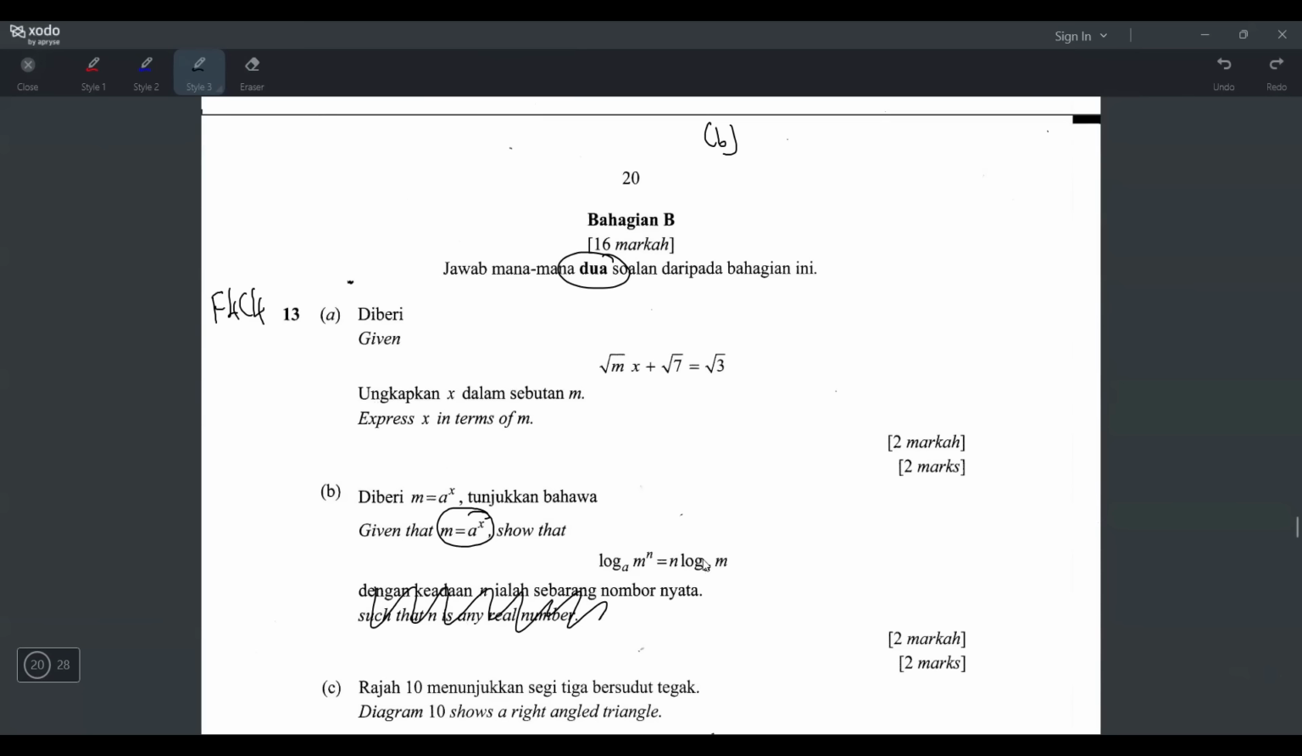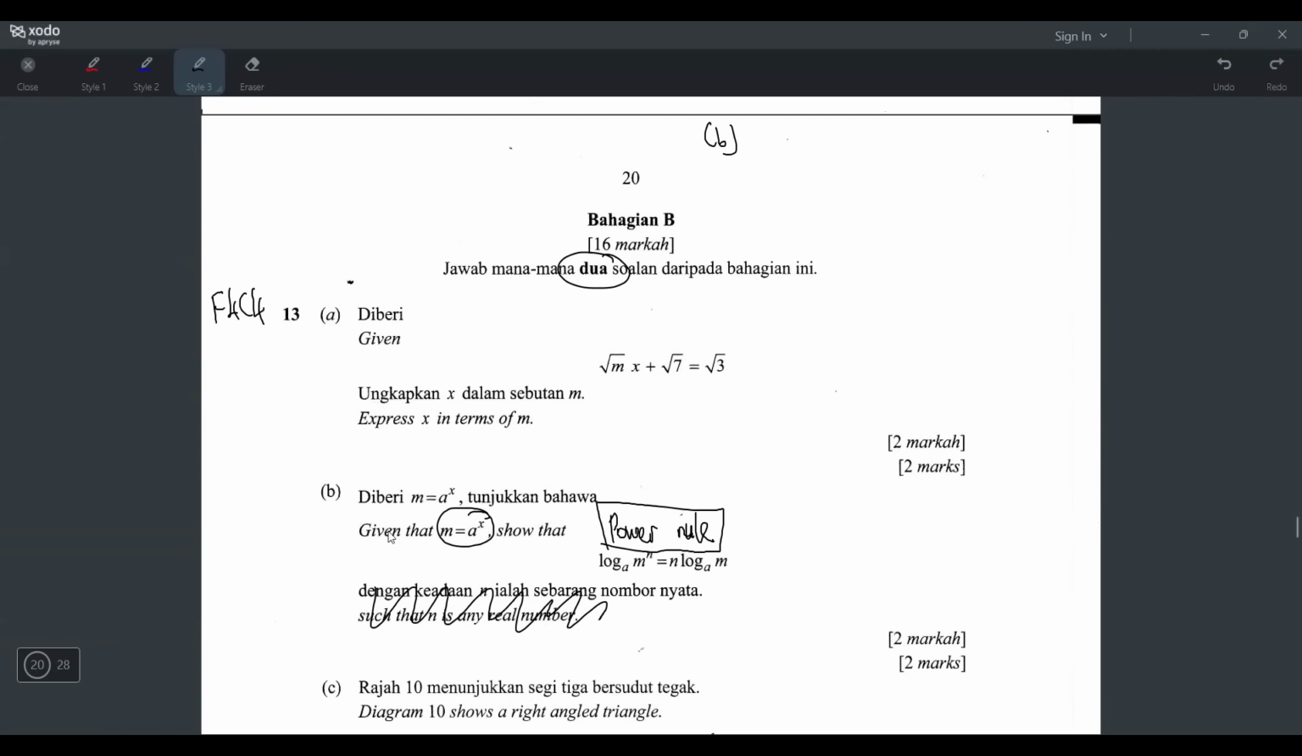So how do you prove or show this formula? This formula is called the power rule, and it is one of the formulas that we learn under the log chapter. When the log number has a power, you can bring the power in front like this, and when you bring it in front, it becomes times. But this question is not asking you to use the formula, it's asking you to show the formula, to prove it, to derive it. So how do you derive this?